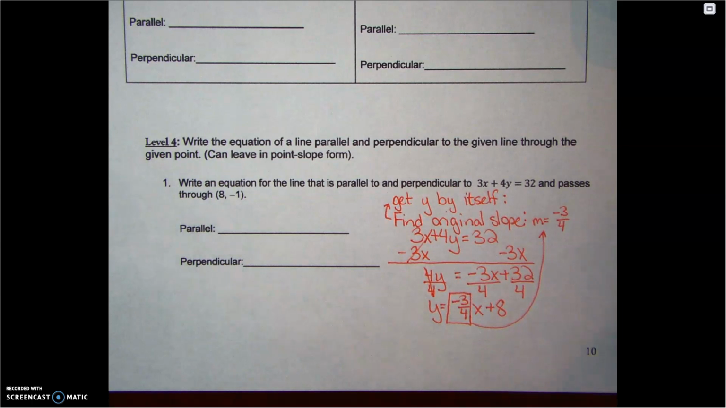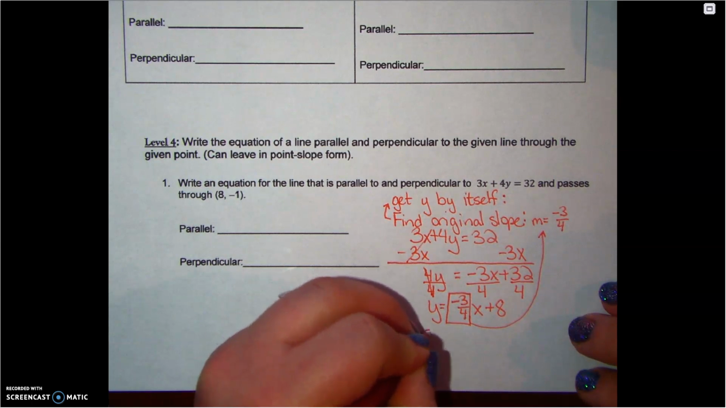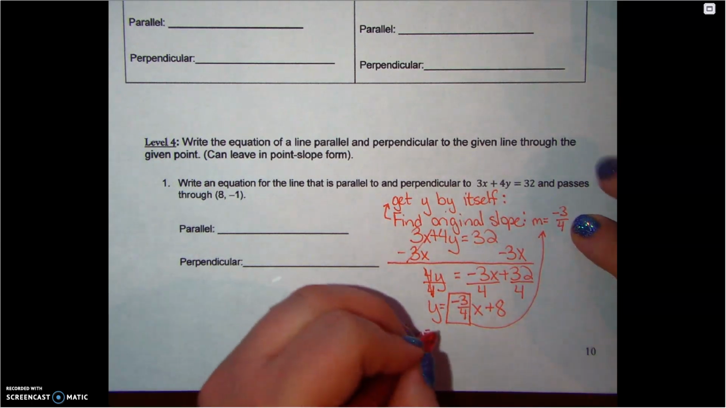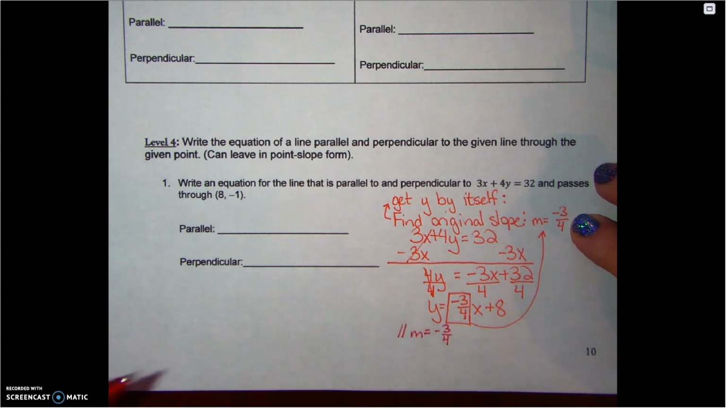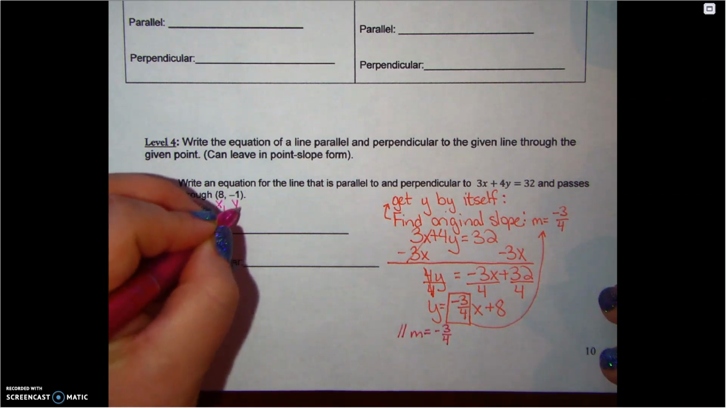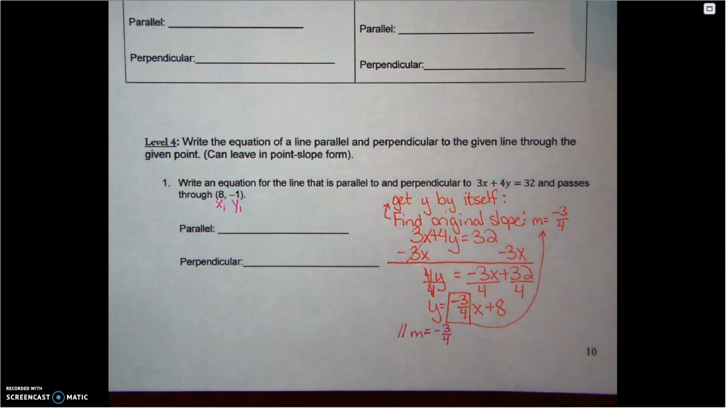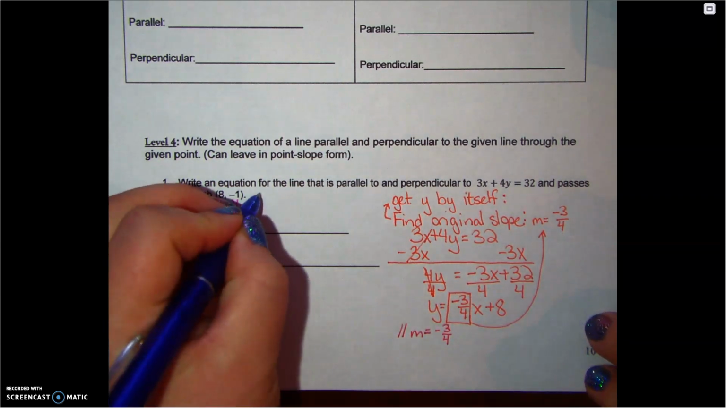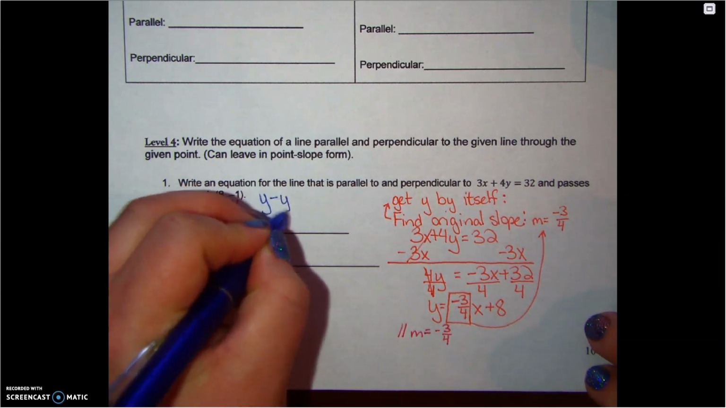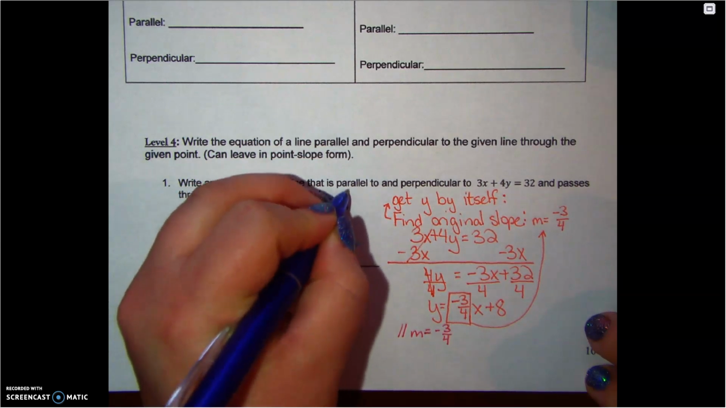Just like in level 3, now we can write our parallel slope, which should be the same thing, negative 3/4. And now we can actually write our equation. So our equation is going to go through this point. This is my x coordinate and my y coordinate, and we will be using this point. We will be using point slope form. So I'm going to write that out again for you. y minus the y coordinate equals m times x minus the x coordinate.